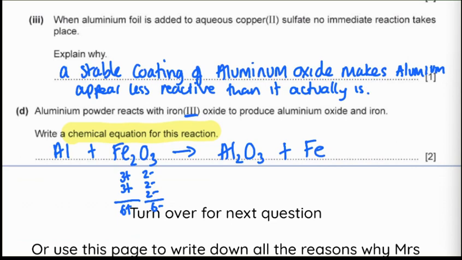Now we just need to balance it. Never forget to balance your chemical equations. Well, we've got 2 aluminiums over here, so we need 2 over here. And we've got 2 irons here, so we need 2 irons over here. And then we're balanced.